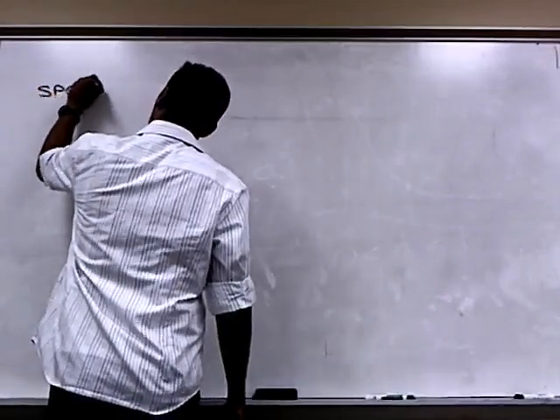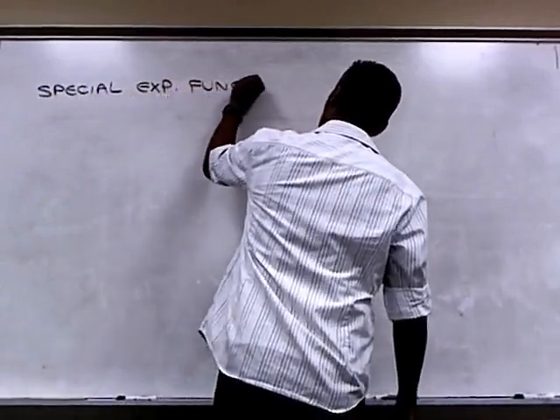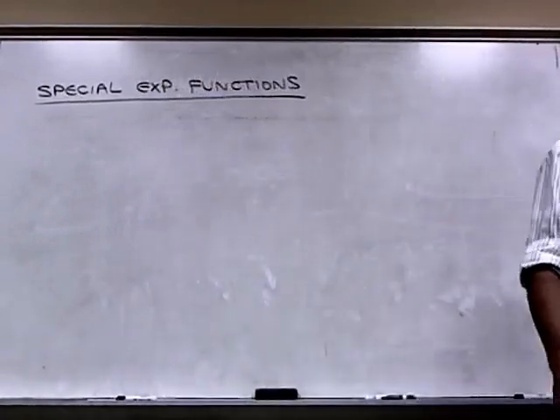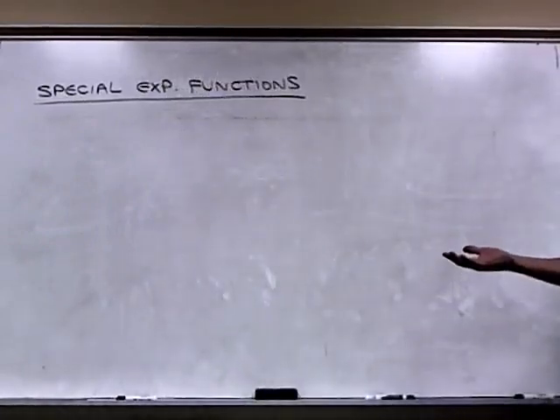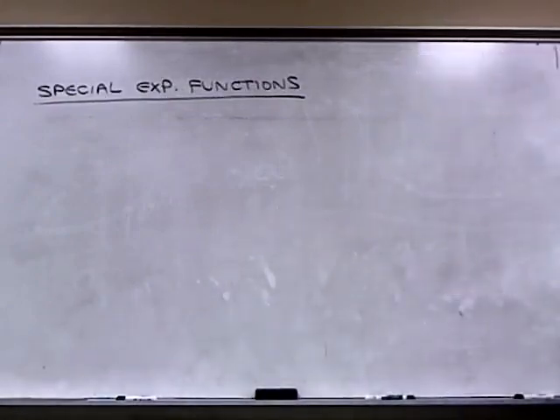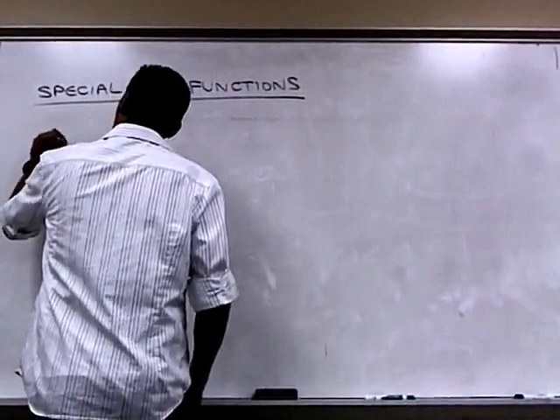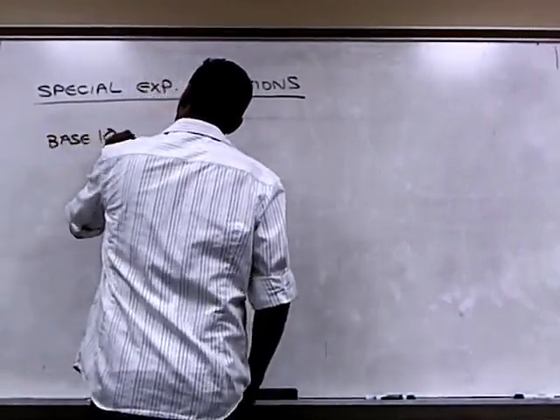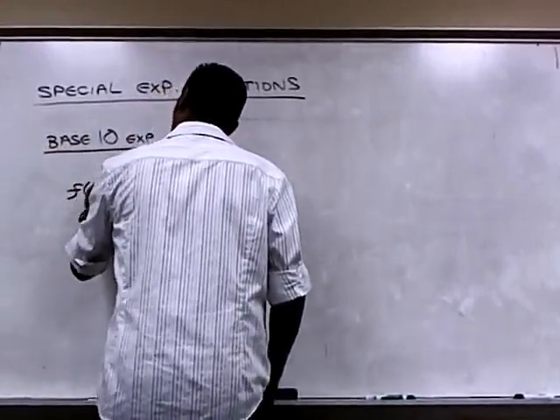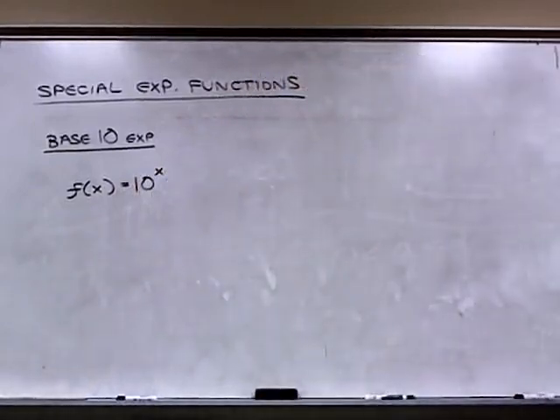Special exponential functions. So there's a bunch of exponential functions, right? Any base that you can pretty much think of. But there's two in particular that come up a lot. Two particular bases. The first one is the base 10 exponential function. And that means f of x equals 10 to the x. That's your base 10 exponential function. Makes sense? The base is 10.